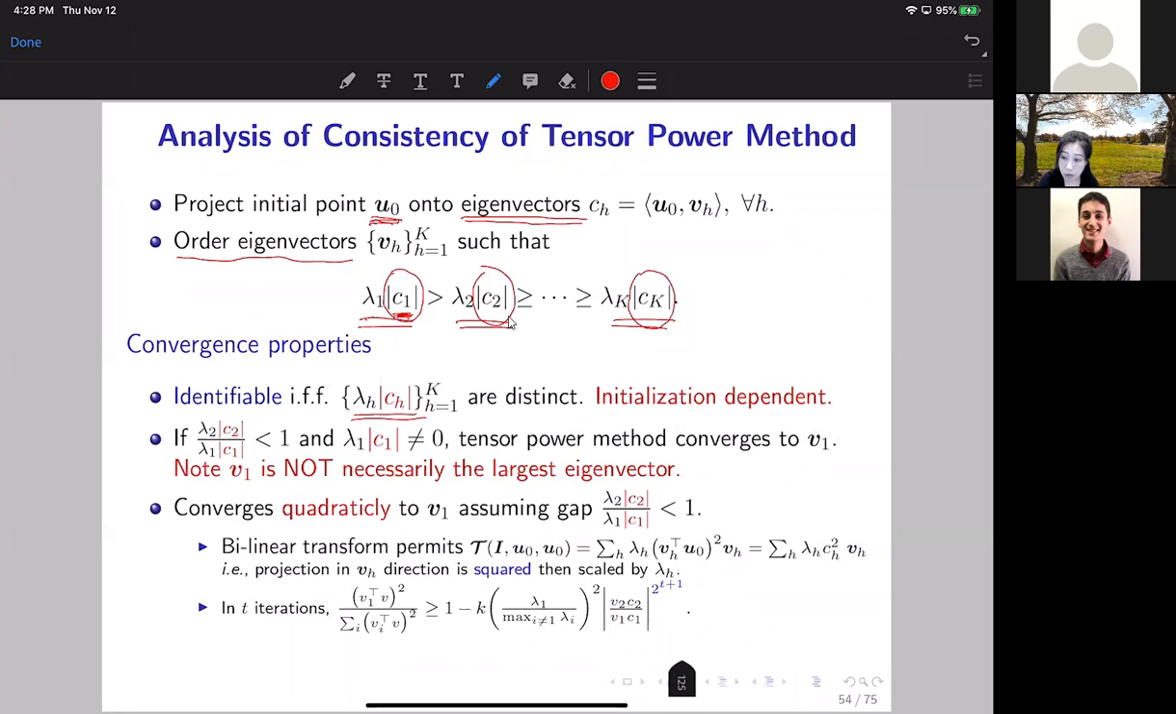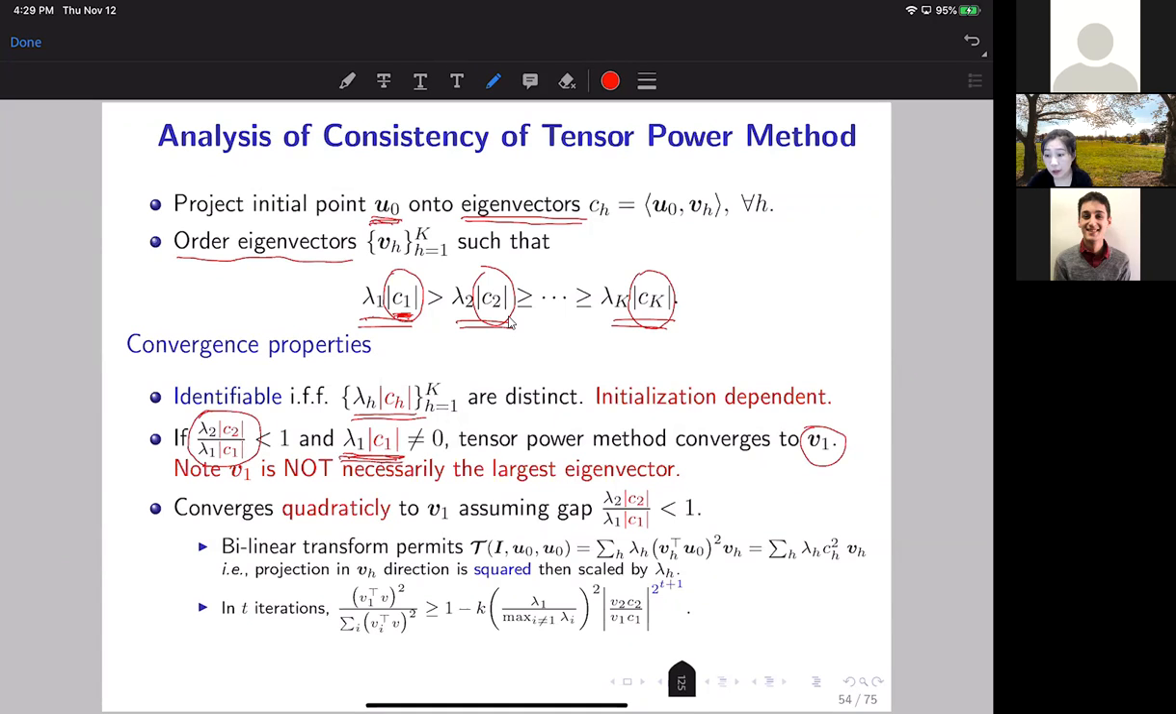Okay, that's the first property. And then the second property, this is not surprising: now you require this quantity to be smaller than 1. So this lambda2 multiplied with C2 divided by lambda1 multiplied with absolute value of C1, you require that to be smaller than 1, and you require this quantity to be non-zero in order to converge to V1. So what does this mean?